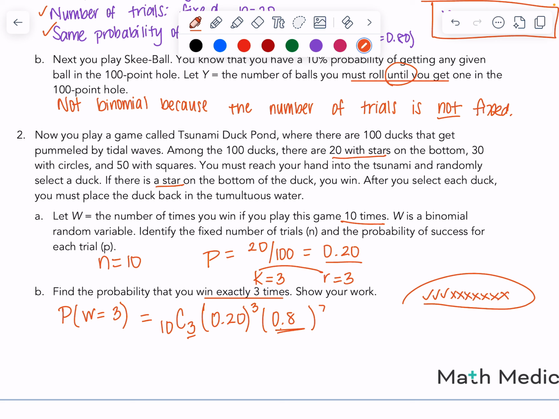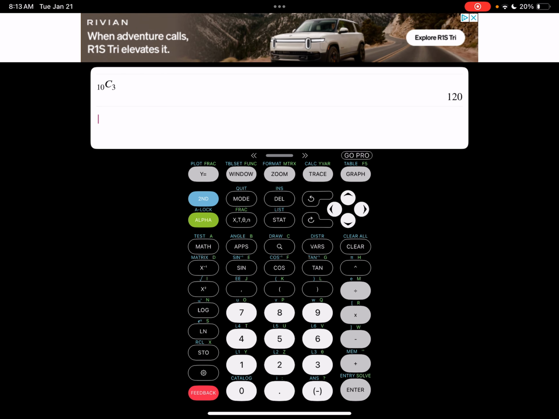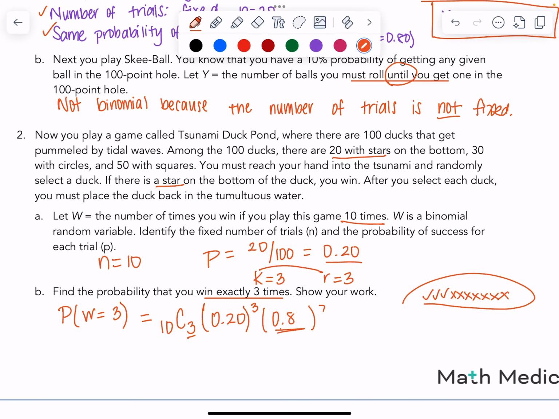Okay, so let's type that into the calculator and see what we get. So I'm just going to do the whole thing over again. 10 choose 3 times 0.2 to the third times 0.8 to the seventh. So one line, enter, and we get 0.2013. I'll go to 4 decimal places.